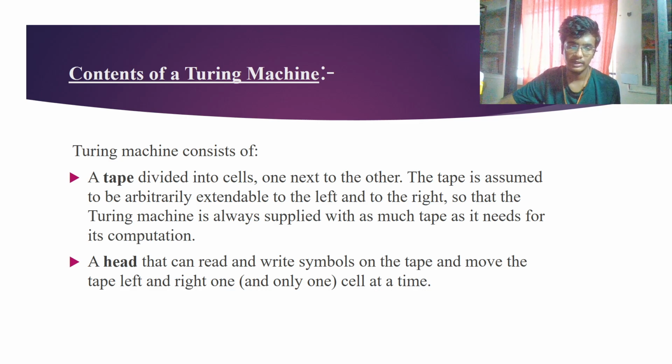So, what are the contents of a Turing machine? A Turing machine basically consists of a tape which is divided into cells, one next to the other. The tape is assumed to be arbitrarily extendable to the left and to the right, so that the Turing machine is always supplied with as much tape as it needs for its computation. It also has a head that can read and write symbols on the tape and move the tape left and right one and only one cell at a time.